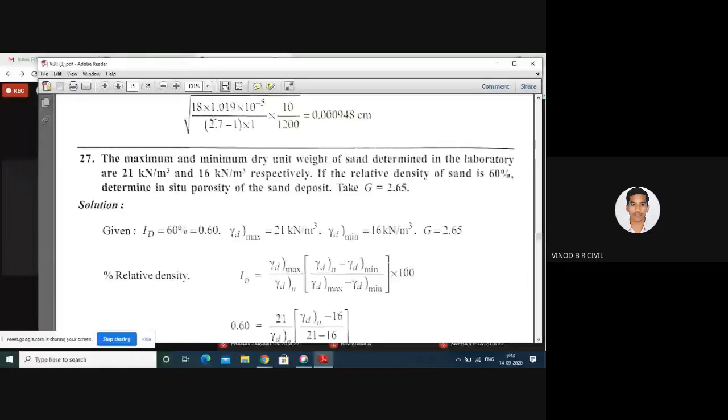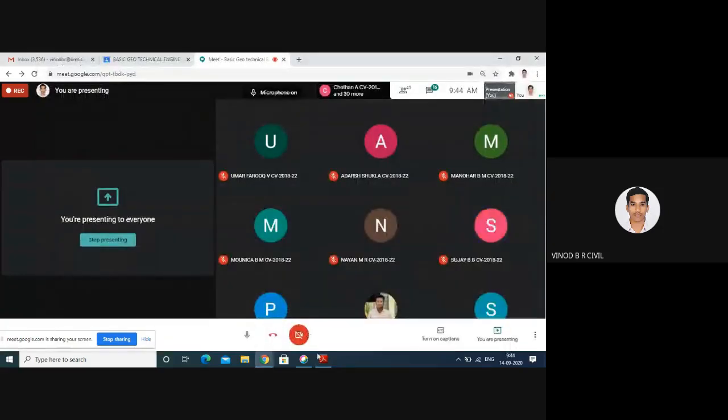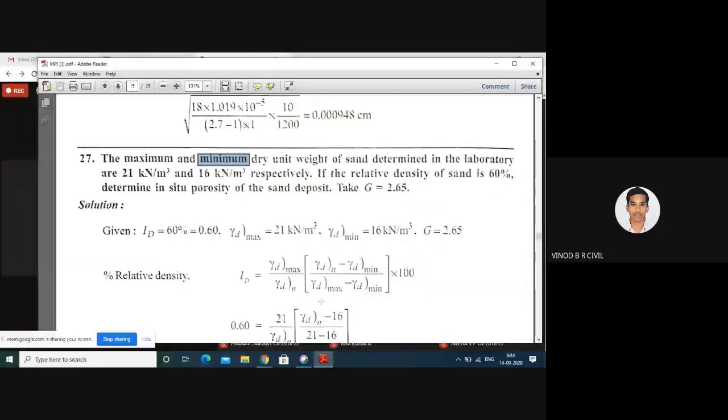See, in this problem, they clearly mention maximum and minimum dry unit weight. What is the meaning of maximum and minimum dry unit weight? Maximum dry unit weight means you have compacted the sand, you have made the sand dense, at 21 kilonewton per meter cube, and minimum is in free state, means you have not compacted. If you compact the soil or sand, it becomes dense.